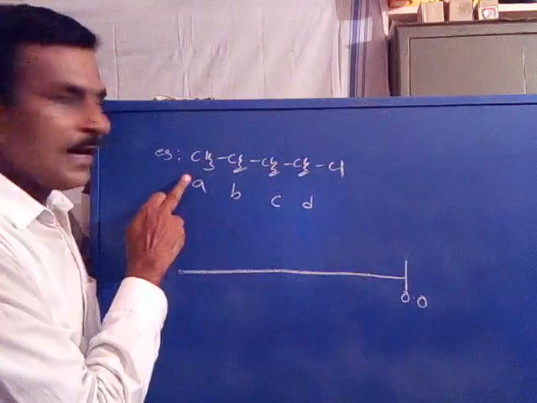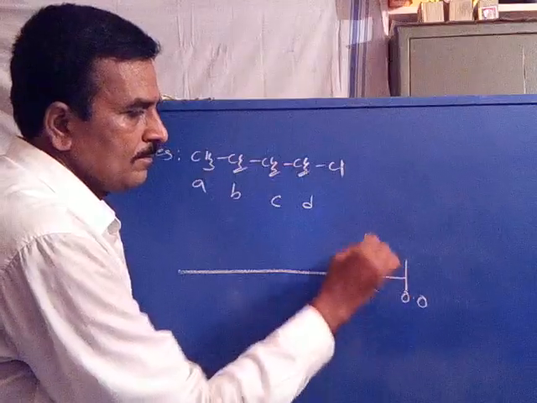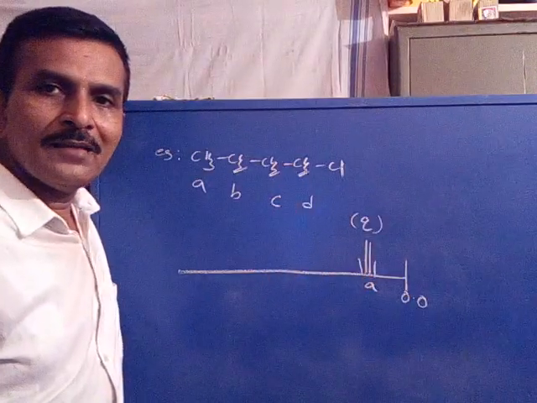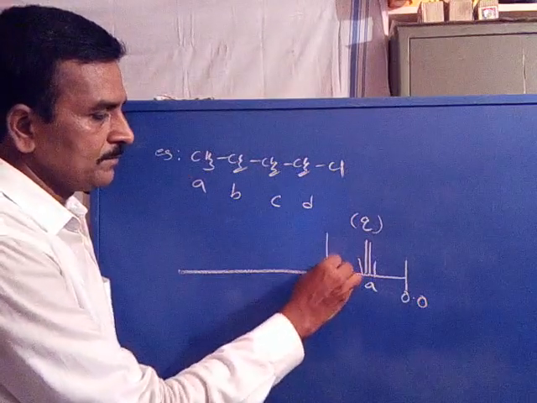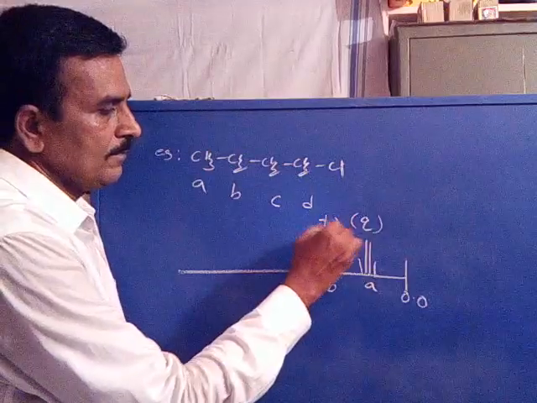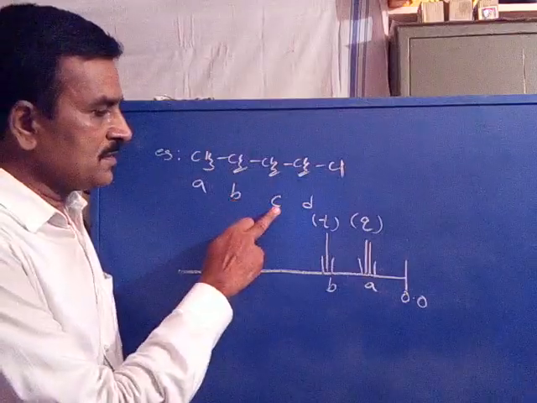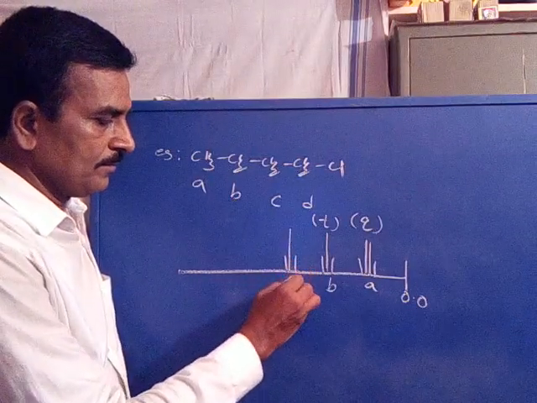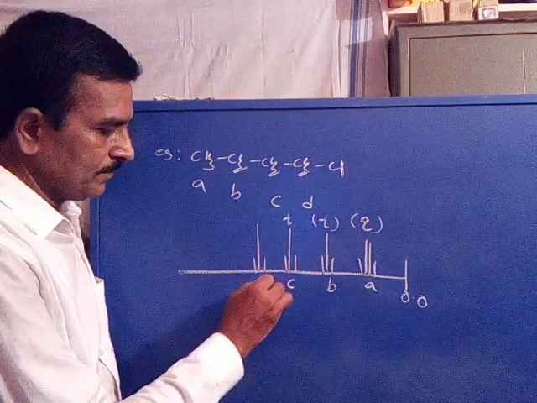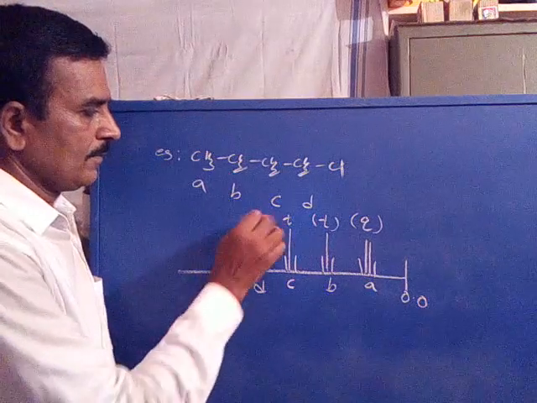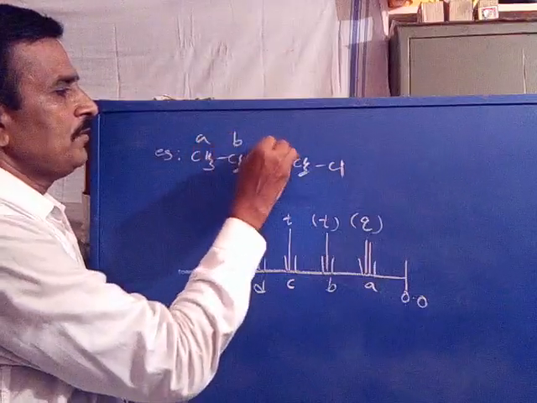It contains the carbon A signal as a quartet, because it is CH3. The B signal is a triplet because it is a CH2 carbon. The C signal is also a triplet. The D signal is also a triplet. A carbon, B, C, D carbon.